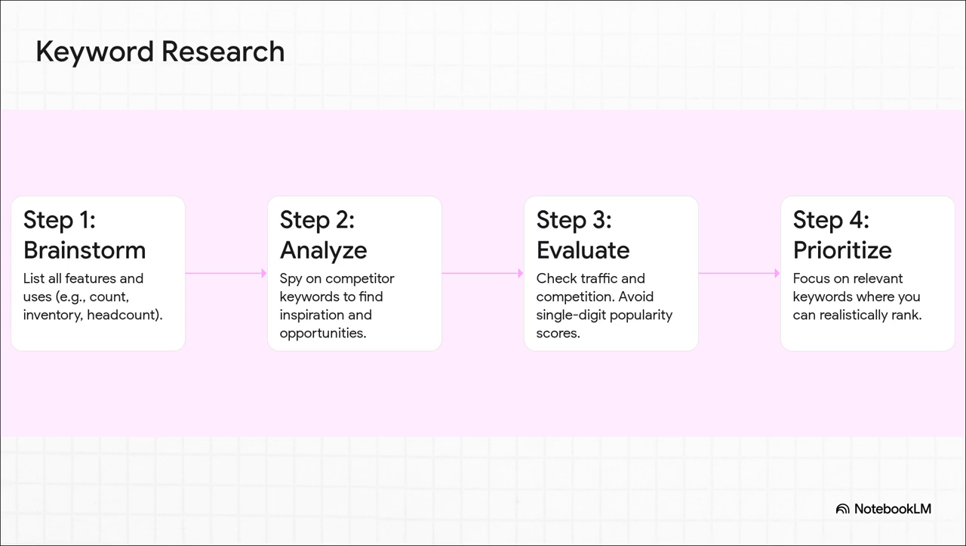Step 3 is where the data comes in. You have to check the traffic for these keywords. It might sound perfect, but if no one's searching for it, it's useless. And finally, you prioritize. You find that sweet spot of keywords that are super relevant to your app and that you can actually rank for.